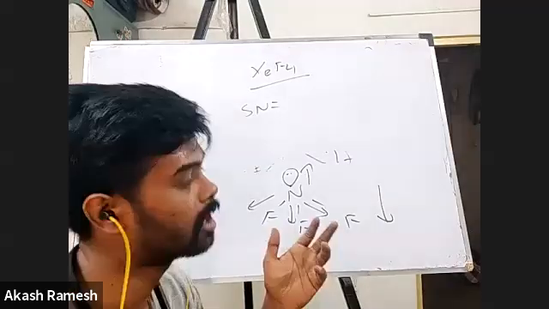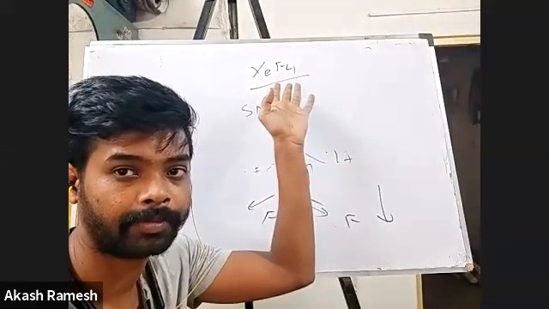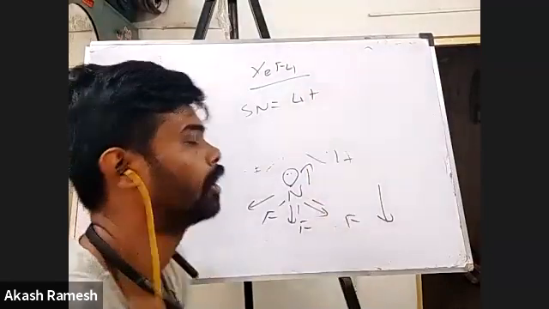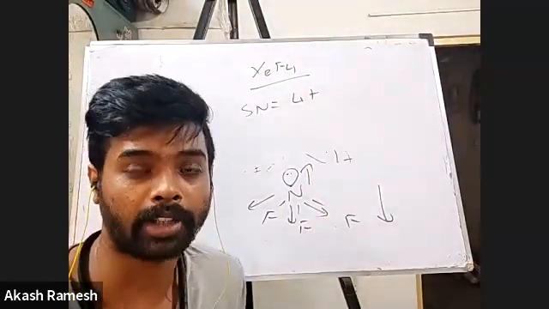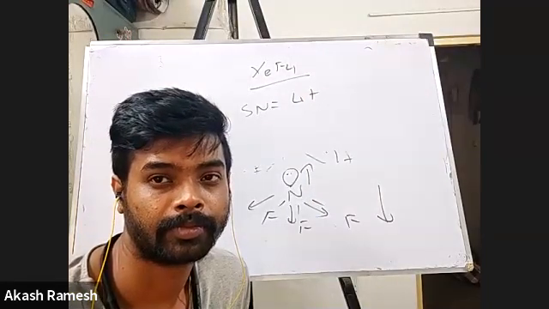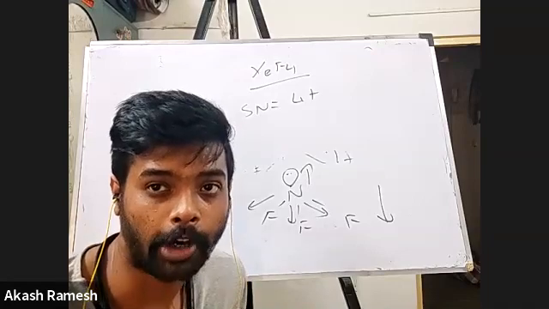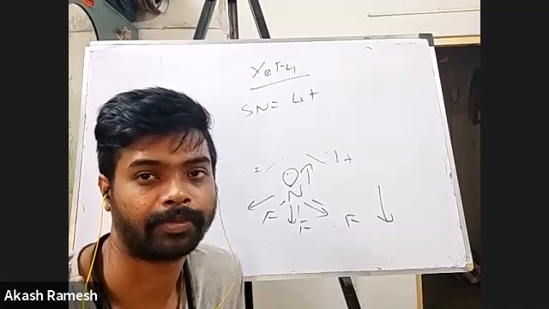How many side atoms are there in this molecule? 4. Good. There are 4 fluorine atoms. Very good. Now, xenon has how many valence electrons? 8. Very good.